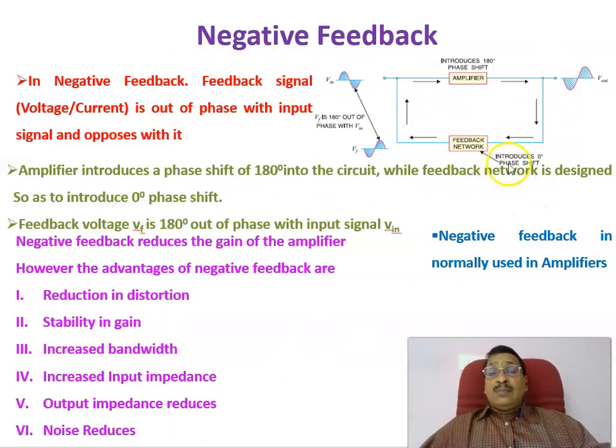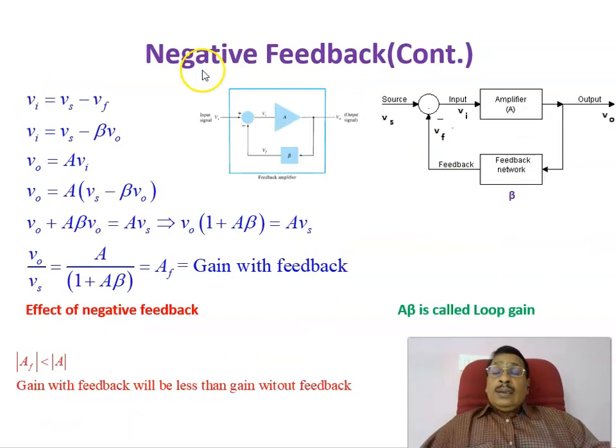For a negative feedback amplifier, the feedback signal is 180 degrees out of phase with the input signal, so that we are subtracting the signal, and you'll get the input to the amplifier. Continuing with negative feedback, the block diagram is shown here. This is the amplifier with a gain A, and the output is fed back, and the feedback factor is beta. The feedback signal, which is beta times V0, is called the feedback voltage Vf.